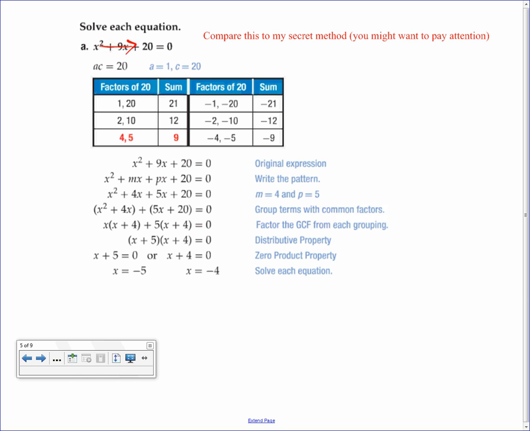You're going to make a list of all the factors, or all the things you can multiply together to get positive 20. Notice 1 times 20, 2 times 10, 4 times 5, negative 1 times negative 20, negative 2 times negative 10, negative 4 times negative 5. Those all multiply to give us 20. But the key is they have to add to give us positive 9. That adds to give us 21, 12, 9, negative 21, negative 12, negative 9. So obviously this is the combination of numbers that we're going to be using.